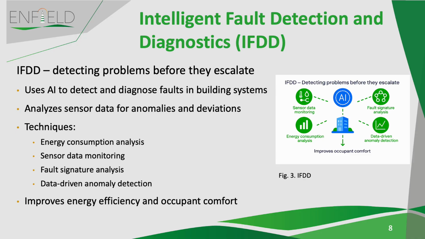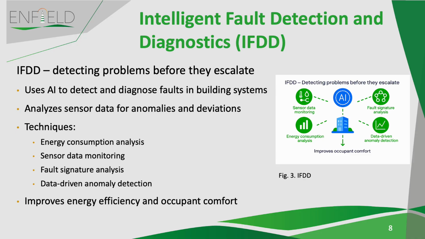Intelligent Fault Detection and Diagnostics, or IFDD, is a proactive approach to maintaining building systems. Instead of waiting for something to break, IFDD continuously monitors data from sensors, temperature, pressure, airflow, energy consumption, and so on, and looks for patterns that indicate a problem. How does it work? IFDD uses advanced AI techniques like machine learning and pattern recognition to detect anomalies.